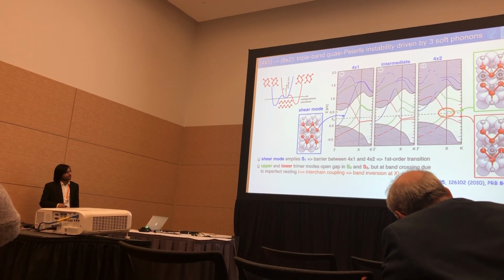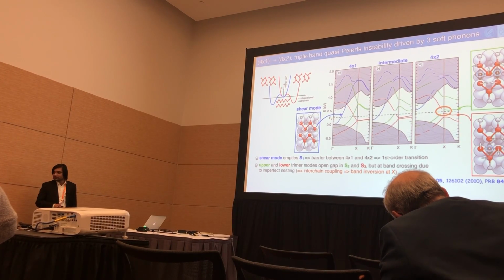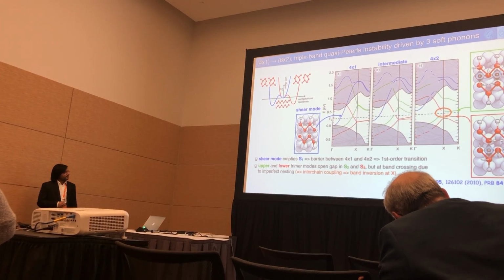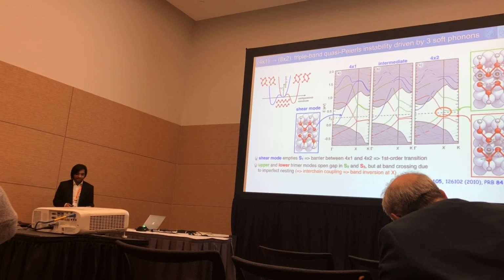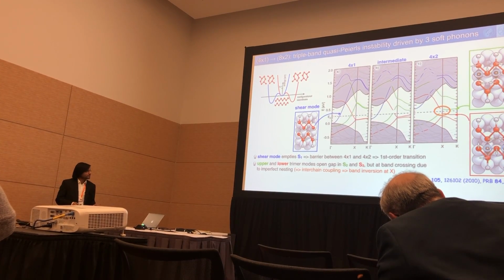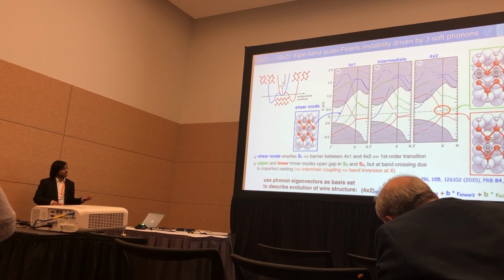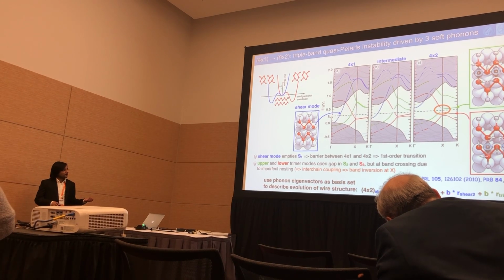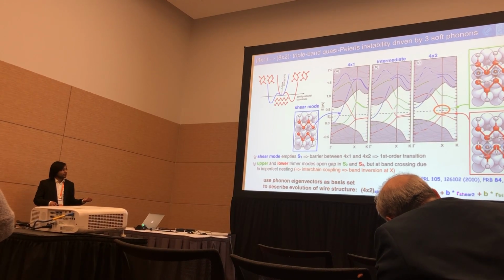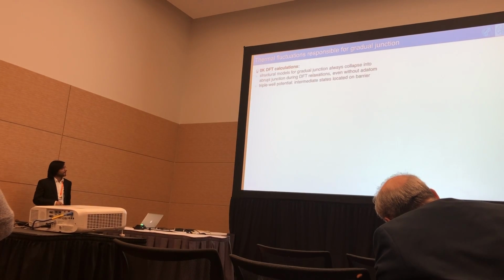At the same time, they are flipping the bands. So this feature is essentially due to the topological nature of this material. With this in hand, I will use them as building blocks for my atomistic modeling, and it's simple linear algebra. We can do it like this for 4x1: some coefficient times the shear mode, and some coefficient times the trinal modes, and so on.